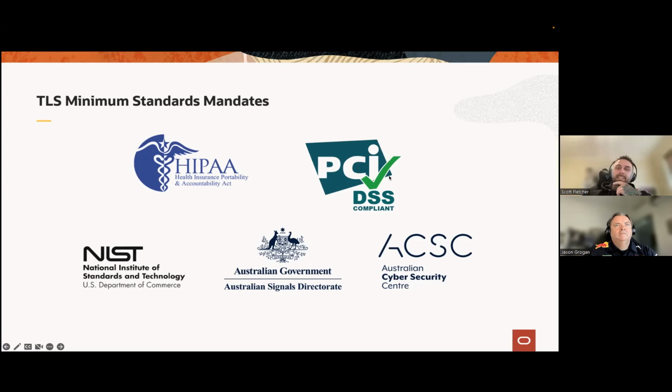So PCI DSS up here, that's the Payment Card Industry Data Security Standard. So the standard that the card schemes, so Visa, MasterCard, Diners, Amex, put out to the payment card industry, transaction processors, banks, merchants, to say you have to use a specific version. And currently it's 1.1, and they're hoping to push to 1.3 by 2024.